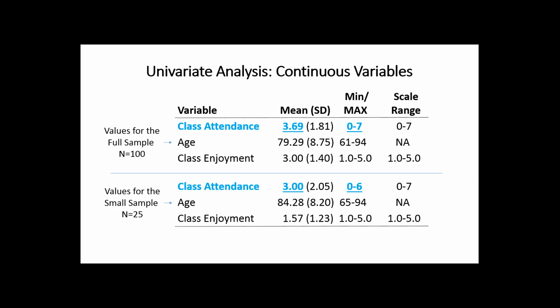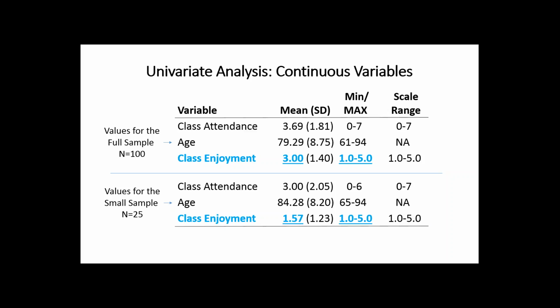Now, when we look at the 25 below it, for class attendance the mean's a little lower. It's 3 times a week, so the average resident of the 25 went to class 3 days per week. And there was nobody that went to class 7 days per week. It's 0 to 6. So among the 25, the highest one only went to class 6 days per week. Then we look at age. Age at the top is 79.29, and at the bottom for the 25, 84.28. So the age is a little higher for the 25.